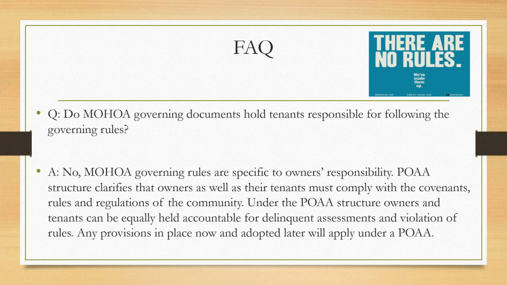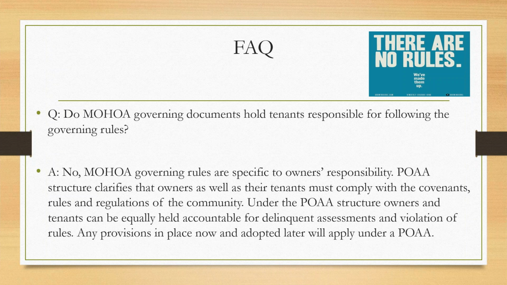Do the Mountain Oaks governing documents hold tenants responsible for following the governing rules? No, our current documents and rules are all about the owners being in compliance and the owners holding their tenants in compliance. Under the POA structure, owners and tenants can be equally held accountable for delinquent assessments and violations of the rules. For example, if we have a tenant in a home and we know there are tenants, a letter of violation would go to the owner and the tenant, and fees would be assessed to both.